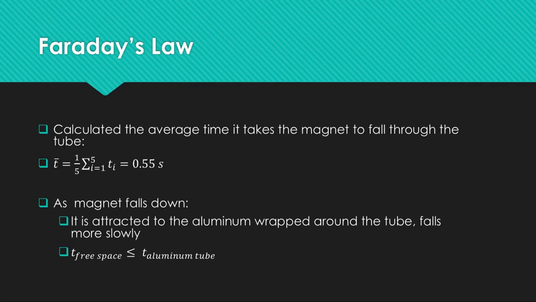The first thing I did upon completing my lab was to calculate the average time it takes the magnet to fall through the tube. Since I carried the experiment out 5 times, I measured the time 5 times and took the average of these and arrived at 0.55 seconds. Some of the observations that I made was that as the magnet falls down, it is attracted to the aluminum wrapped around the tube, and therefore it falls more slowly. Essentially, we can state that if it were falling through free space, it would take less time than it did when falling through the aluminum-wrapped tube.